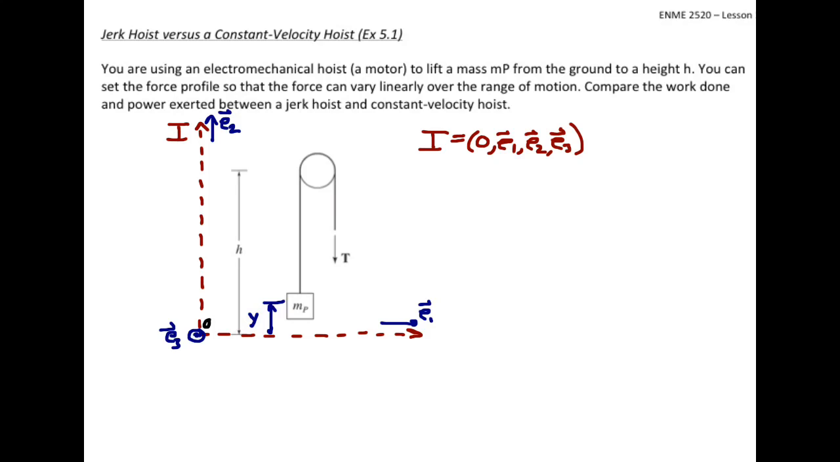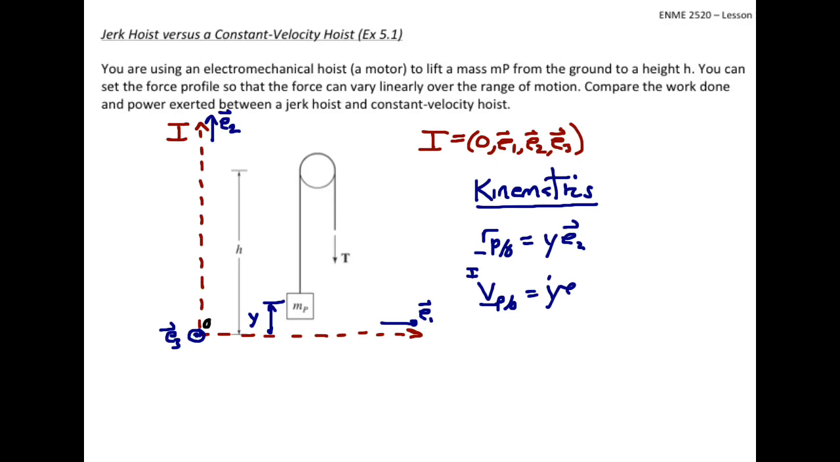And so this means we simply have a straight line system in which we have y, and then attached on the other side of the pulley is a tension T. The kinematics of the system are quite simple, where we say our position vector is equal to y in the E2 direction, our velocity vector as observed in the inertial reference frame is equal to y dot in the E2 direction, and then our acceleration as observed in the inertial reference frame is equal to y double dot in the E2 direction.